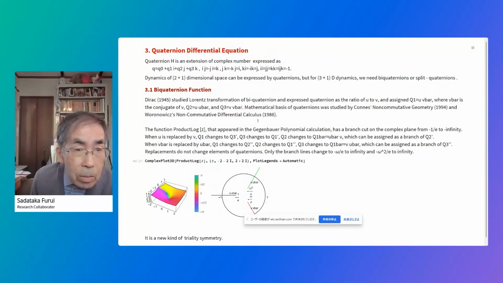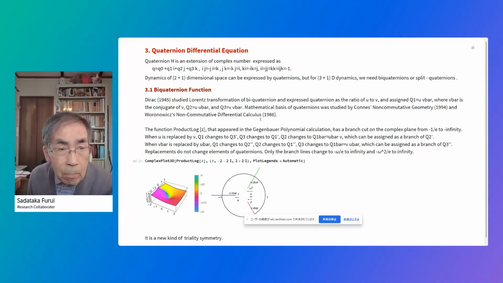And the differential equation, quaternion, is an extension of complex number expressed as q equal q0 plus q1i plus q2j plus q3k, and ij is minus ji equal to k, jk equal kj equal to i, and ki equal minus ik equal j, and ii equal jj equal kk equal ijk equal -1. The dynamics of 2 plus 1 dimensional space can be expressed by quaternions. But 3 plus 1 dimension dynamics, we need biquaternions or split quaternions.